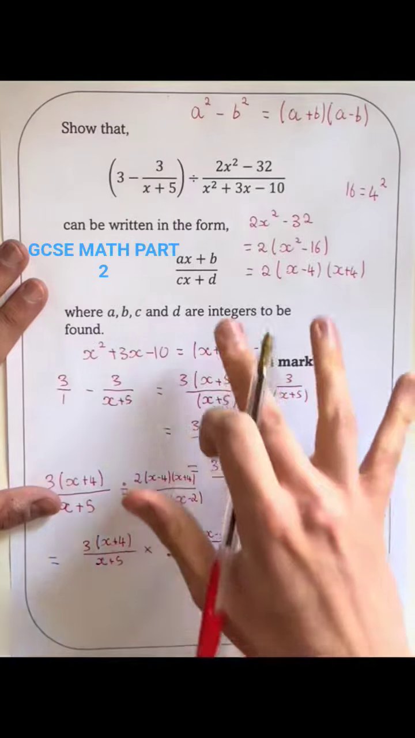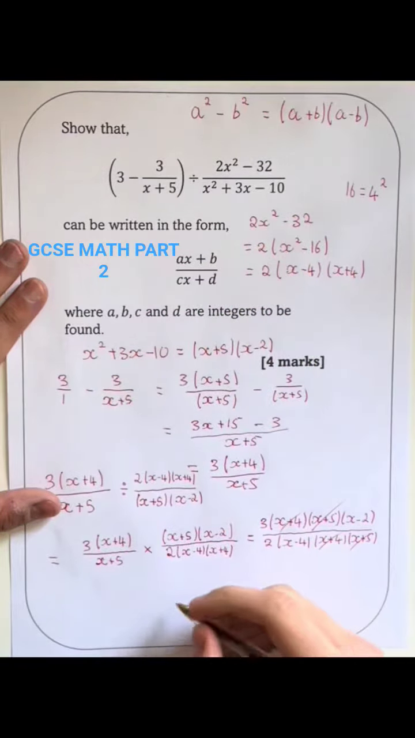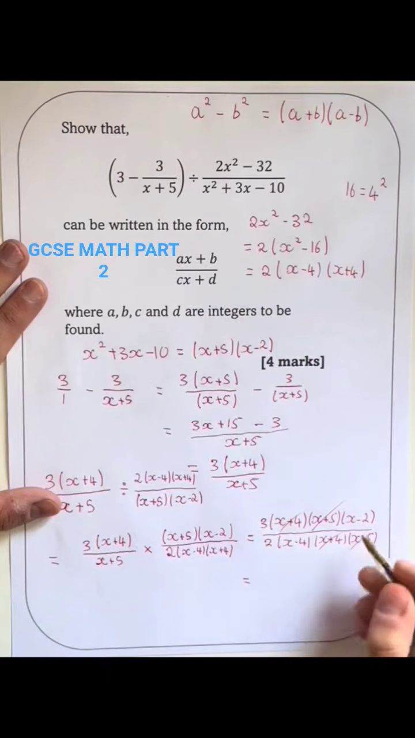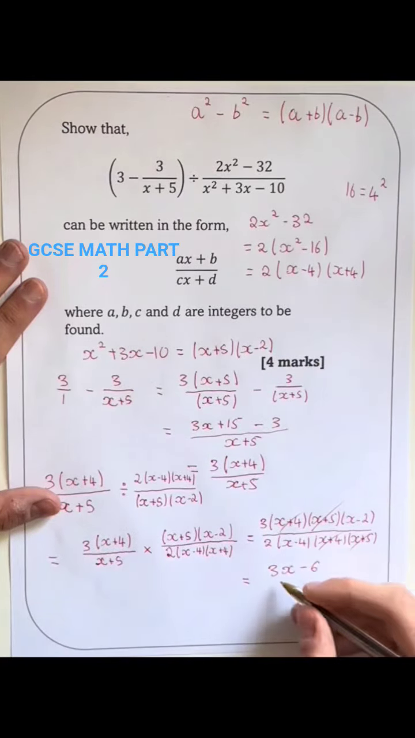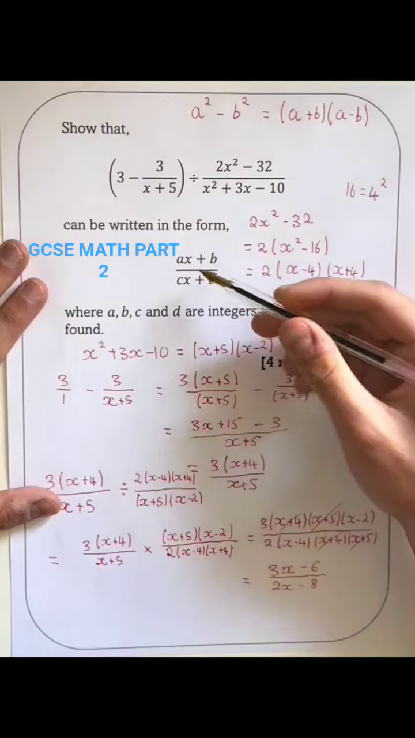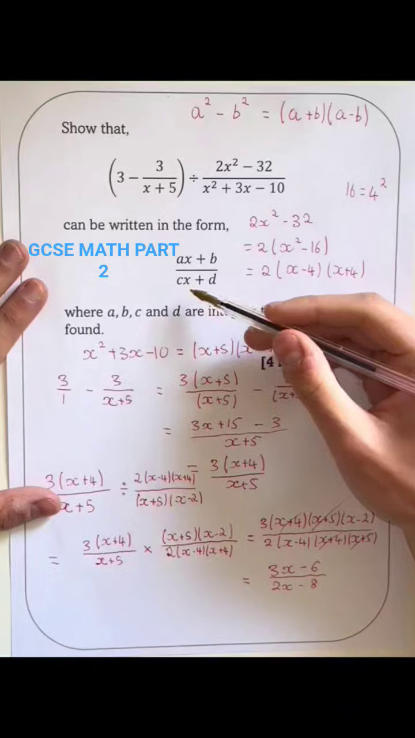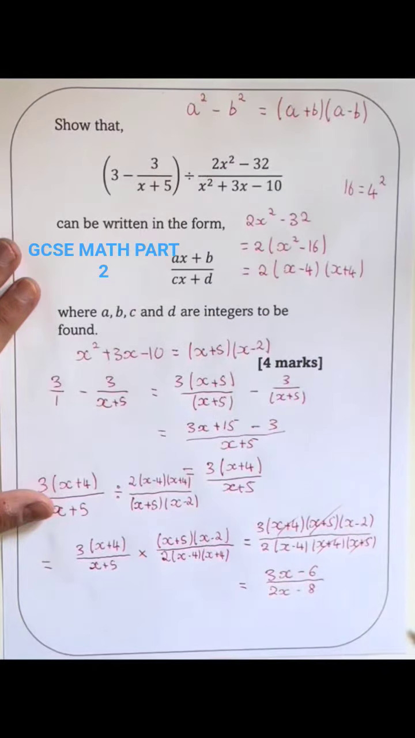So I can expand those back out now because I want to write the answer in this particular form. That's why I'm going to be expanding them back out. And so doing this, I have 3 lots of x minus 2, that's 3x minus 6, and then 2 lots of x minus 4, that's 2x minus 8. And that means that overall my a is 3, my b is minus 6, my c is 2, and my d is minus 8. And that's our final expression here.